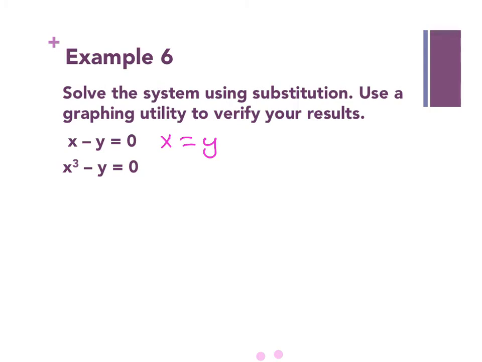So I'm going to take, I think more of you raised your hand for plugging it into here. So I'm going to say that x to the third minus x equals 0. All right, so now how do I solve that?